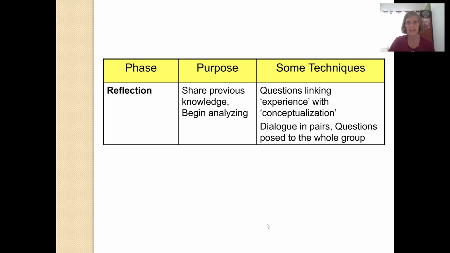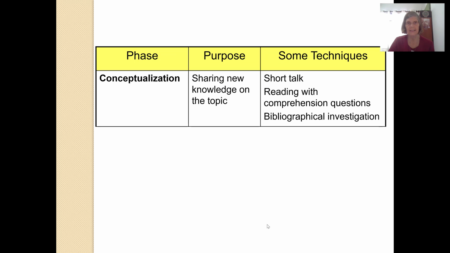If we have used an experience, we can use questions that link the experience with the coming conceptualization. We can do this either using a technique such as dialogue in pairs, where each participant comments their reply to the question with the person sitting next to them, or at times we can pose the question to the whole group. Then comes conceptualization. This is what we do traditionally in teaching. We share new knowledge on the topic with the students or participants.